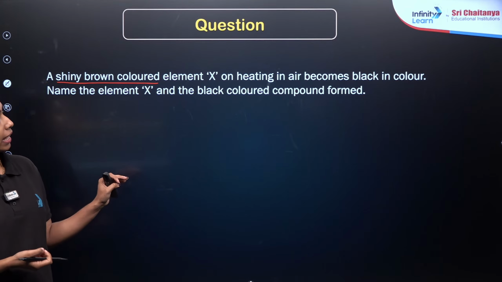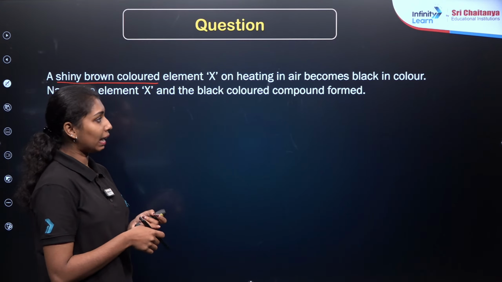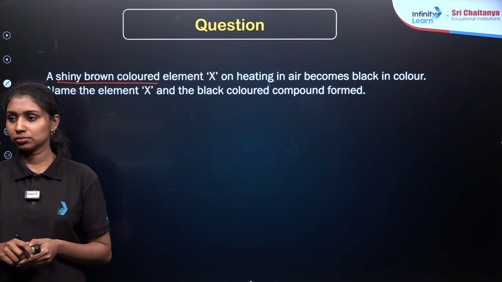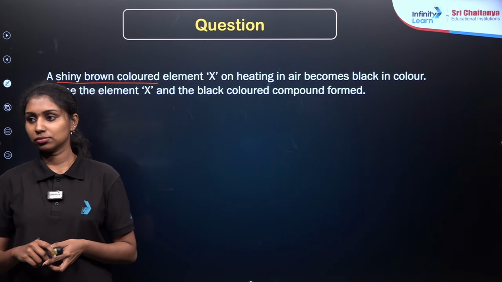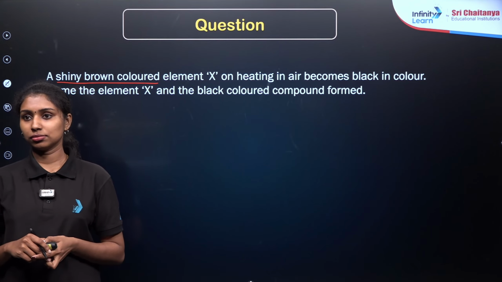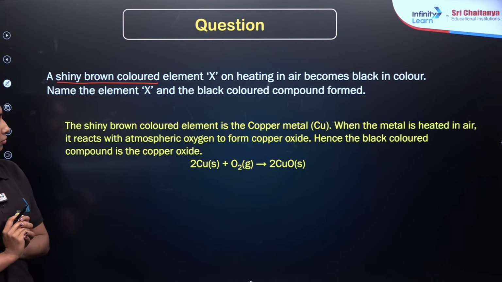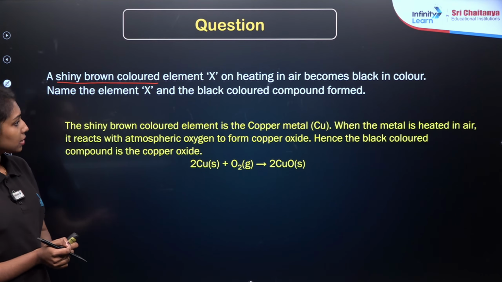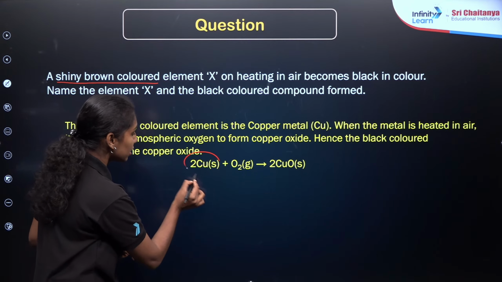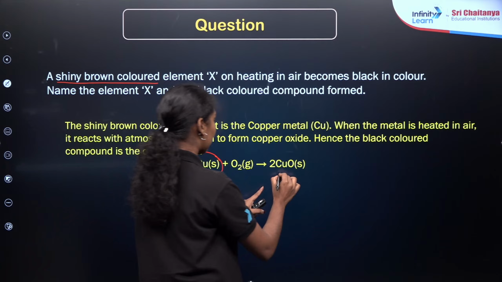That will be heating in air, I mean treating with the oxygen to form another substance having black color. So I hope you got the answer as copper, right? So our element X is copper that will be undergoing oxidation to form copper oxide, which will be having the black color, right?